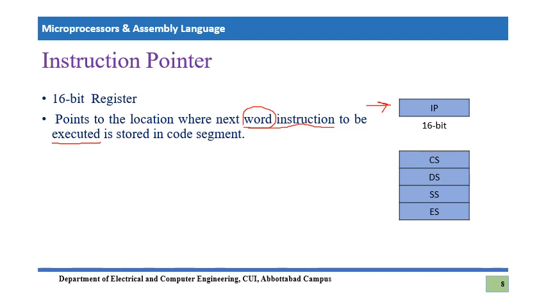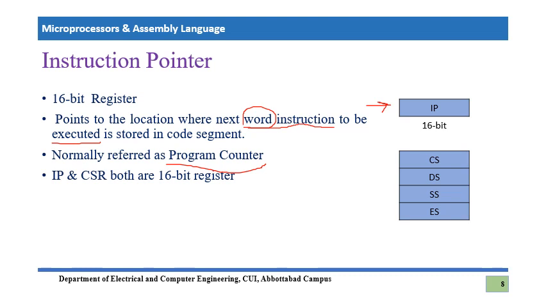and that is known as the instruction pointer. Since it is a part of the program, it is also normally referred to as the program counter in many other processors. So IP, instruction pointer, and program counter are both names of the same register.